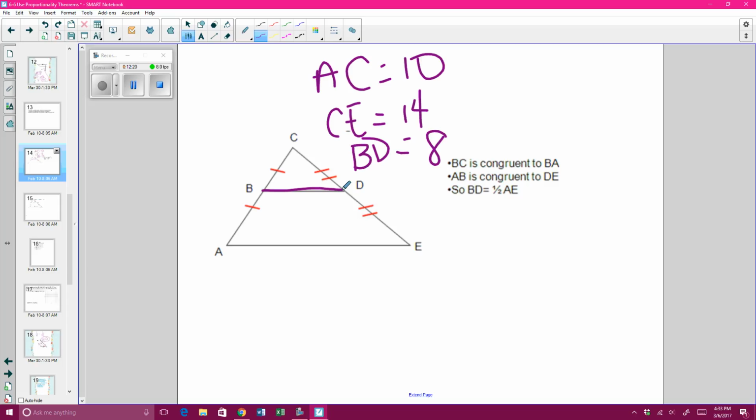Now, do not get confused because it does not mean that this has to be congruent to this.